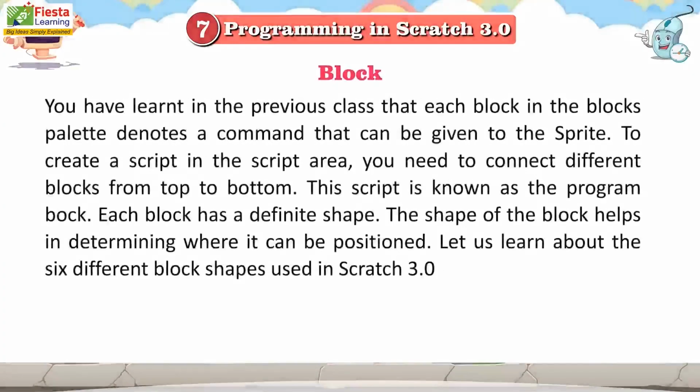Block. You have learned in the previous class that each block in the blocks palette denotes a command that can be given to the sprite. To create a script in the script area, you need to connect different blocks from top to bottom. This script is known as the program block. Each block has a definite shape. The shape of the block helps in determining where it can be positioned. Let us learn about the 6 different block shapes used in Scratch 3.0.